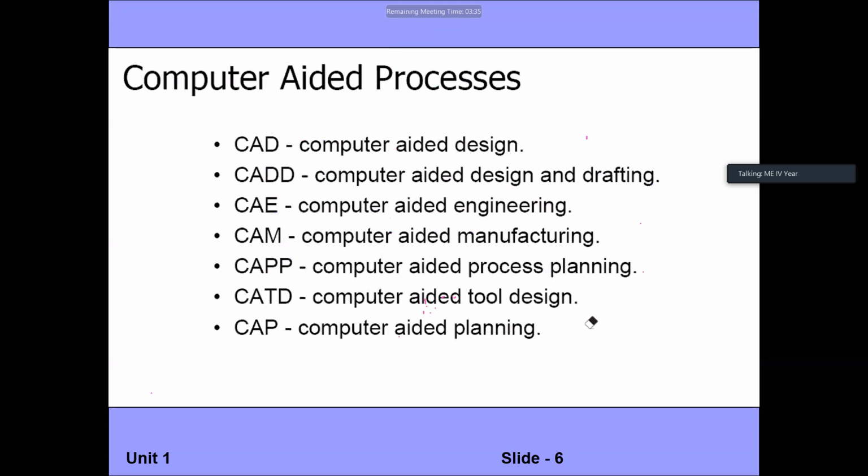Now, this process indicates that there are several terminologies. CAD means computer-aided design, and CADD means computer-aided design and drafting. Many people get confused about CAD and CADD. The only difference is that the extra D comes under drafting. This drafting is nothing but two-dimensional. That means any CAD model.